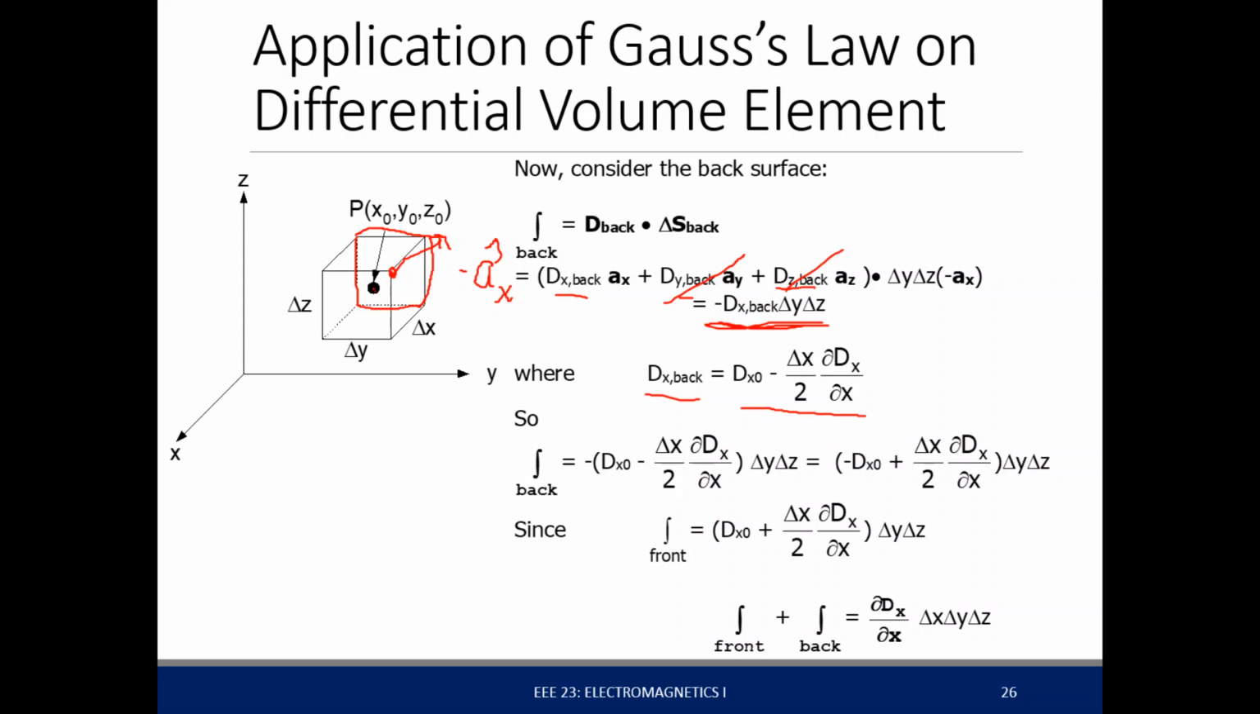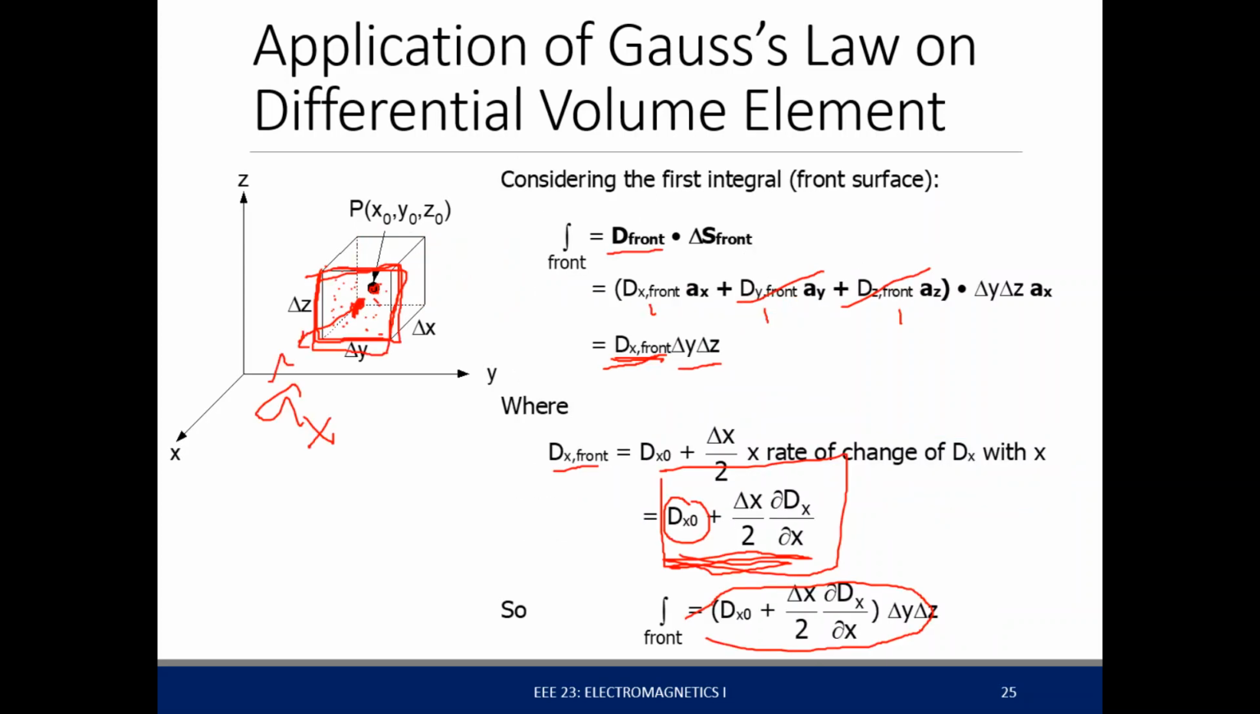Okay, so finally we have the back. Just substitute this here. Okay, we get this expression. So this is the final expression for your total flux at the backside of your differential volume. So we add this to the front. We add this to the expression that we got earlier here.